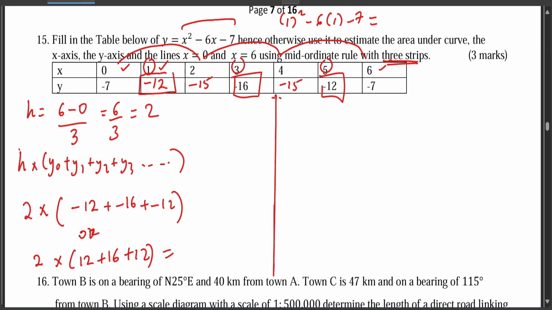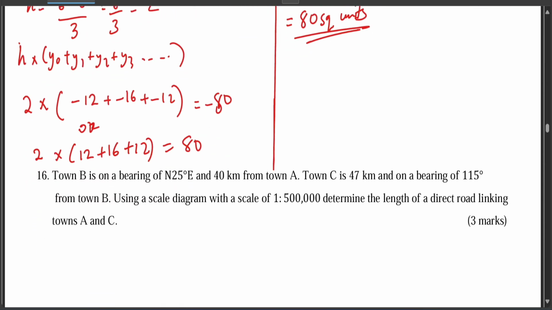Here it will be 12 plus 16 times 2, which gives us 80. So even if you get negative 80, you usually take the absolute value, you don't take the negative. So your answer is therefore 80 square units. So that's the area using mid-ordinate rule.